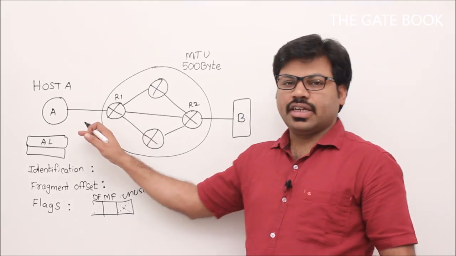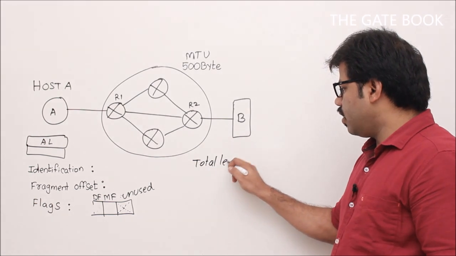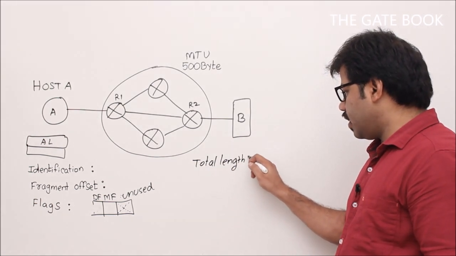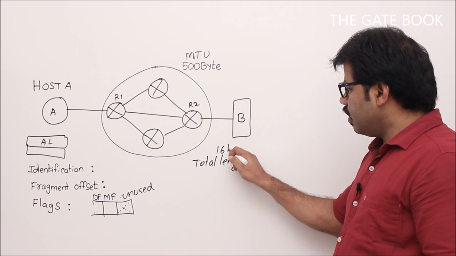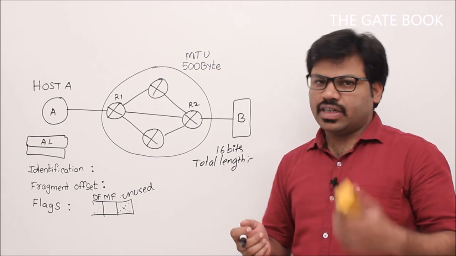Now we'll begin with fragmentation. Before that, first of all, we start with a field called total length field. Once we finish it, we'll go to fragmentation. Total length field has 16 bits. Using that, we are going to mention the size of the datagram.